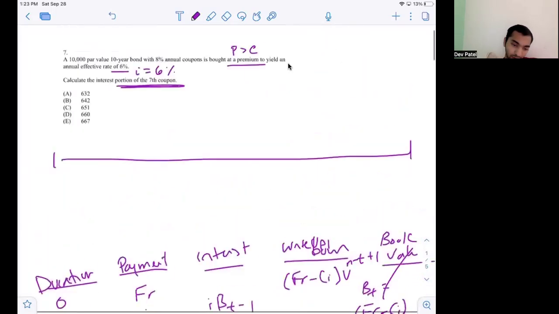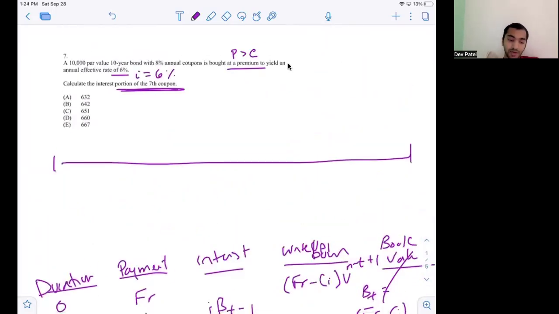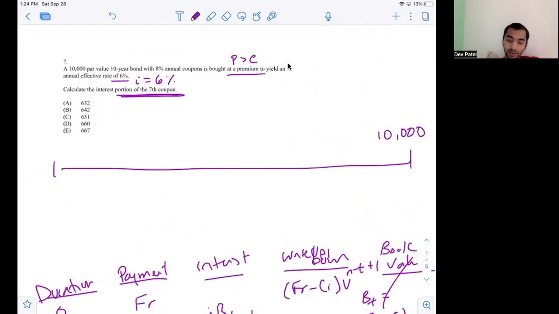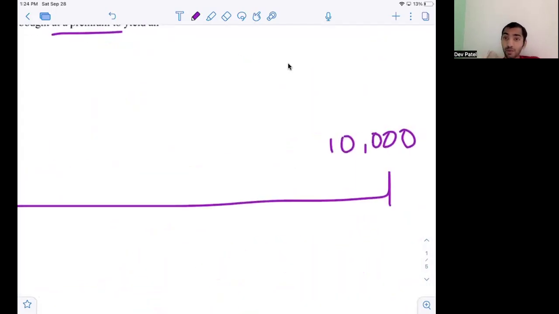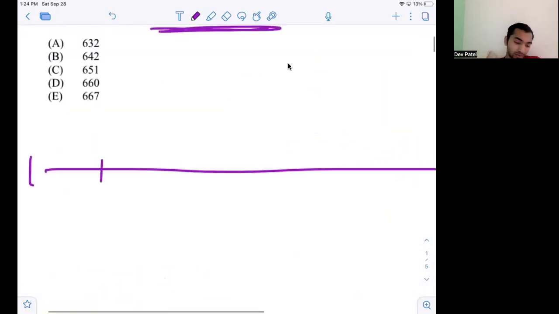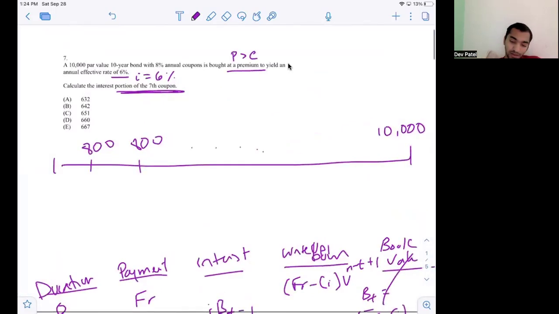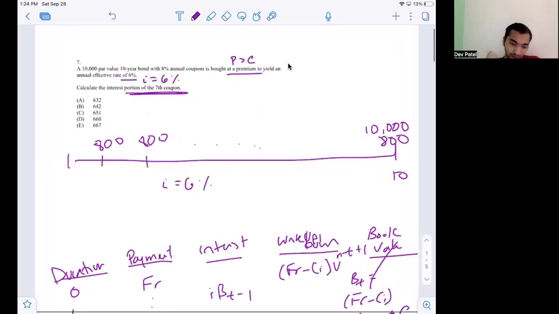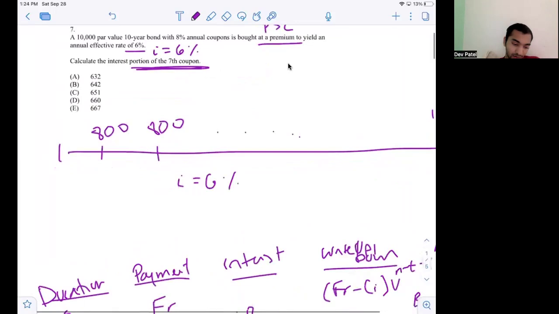So if we go back to the question here, our premium is greater than the redemption amount. We know it's 10,000 par value, so our redemption amount is 10,000, as well as by default, it also equals the par value, which is the number that we use to get our coupon payments. And we know we have 8% coupons, so our coupons are going to be 800 throughout for a total of 10 years. So if you have duration here, 10 years, a total of 800 is going to be our coupon payment. Annual effective interest rate, 6%. And then 8% annual coupons. We have accounted for that: 0, 1, 2.